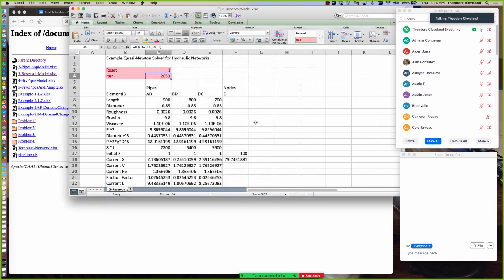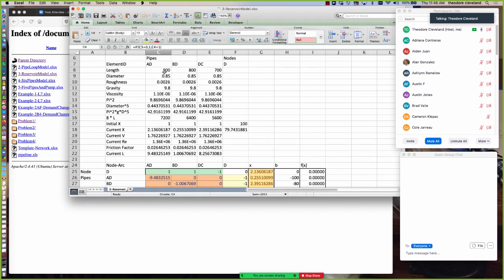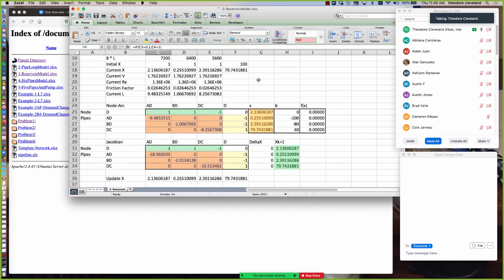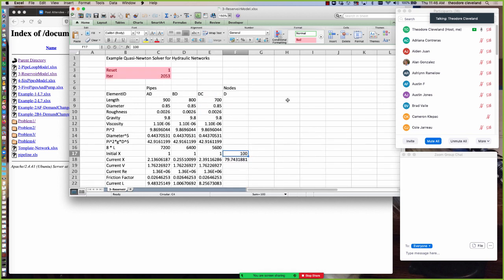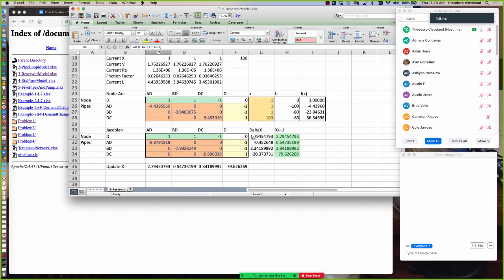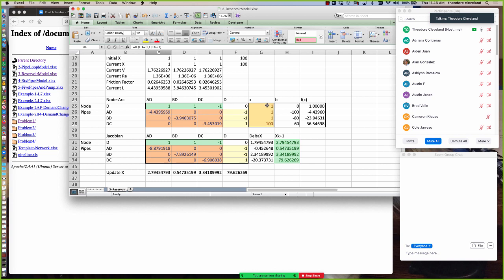Okay, so now I've set it for iterative calculations. So this is implementing a formal Newton's method. Here we have the various coefficient terms based on the initial guess. We'll make an initial guess of flow of 1 in everything and an initial head of 100. So here's our initial guess of the three flows and the head of 100. And then here's the resulting right-hand sides.